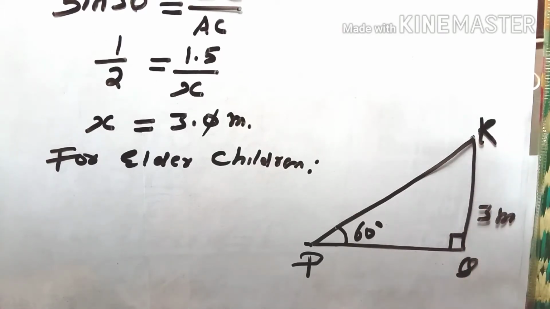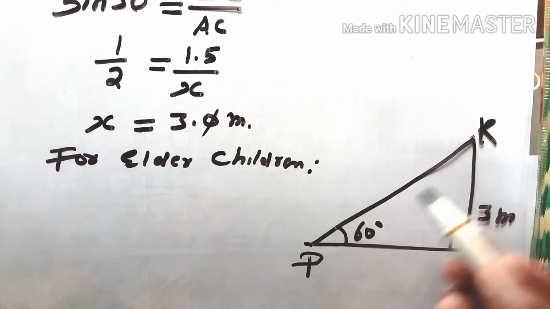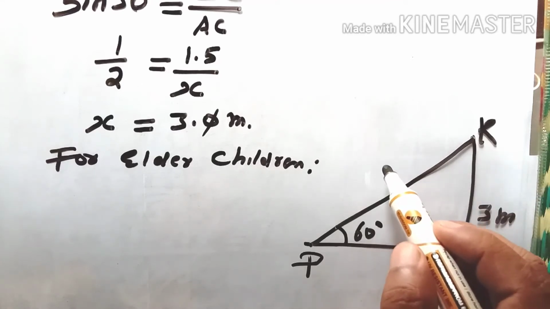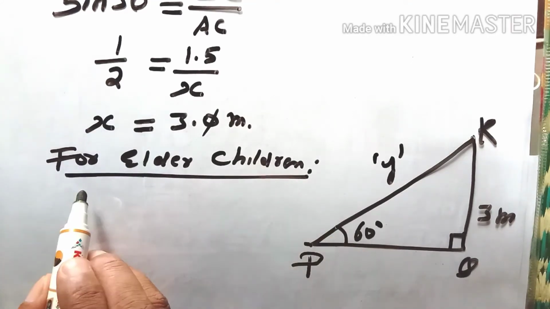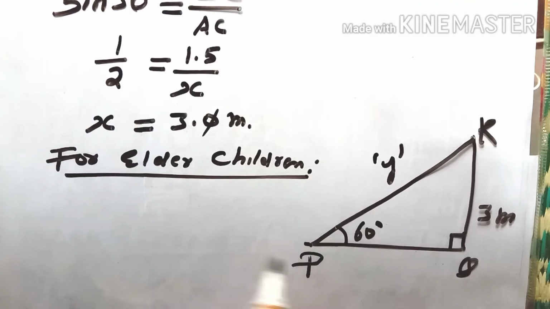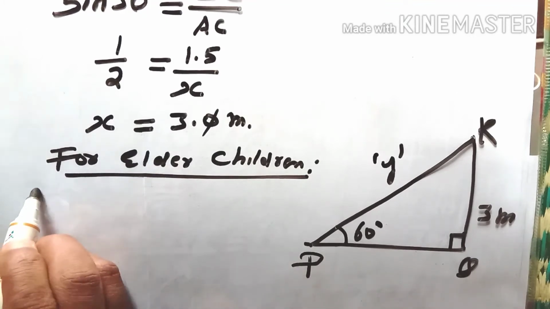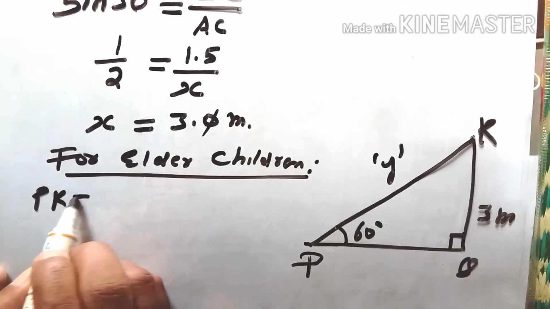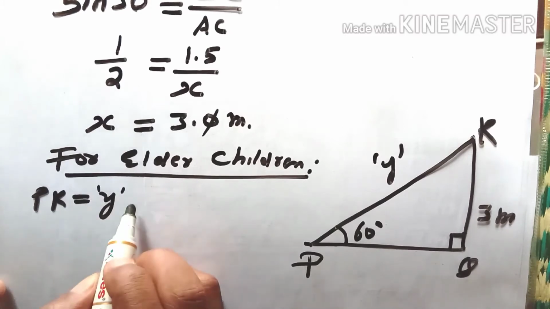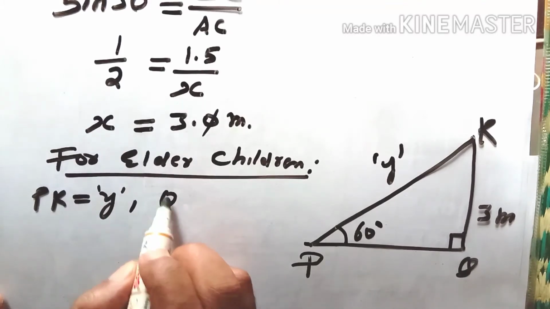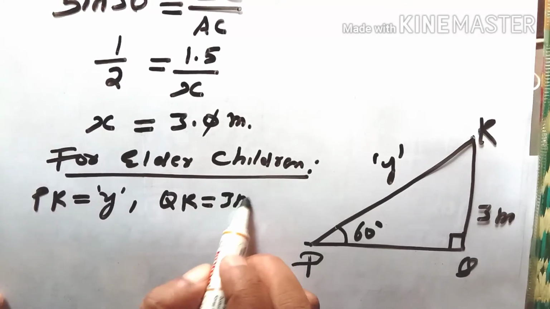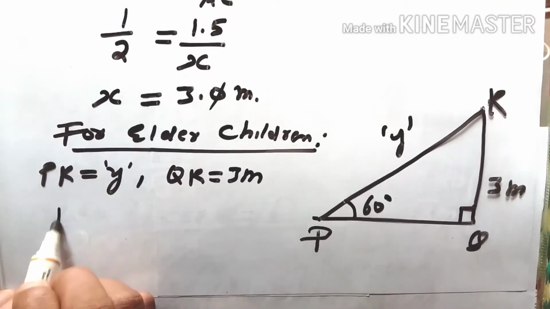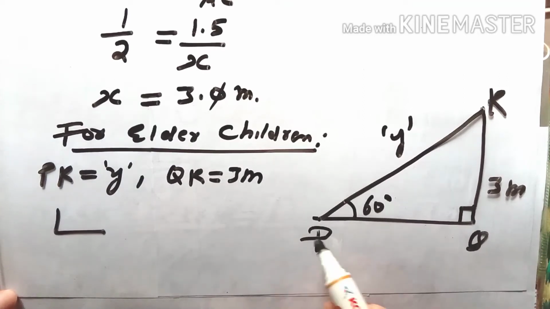So which one is the length of the slide? So the slide here is PR. So we can assume a letter Y. So now again here the same procedure you have to follow for elder children. We know that the slide PR equals Y meter, and the height is given, QR equals 3 meter, and the angle again QPR.